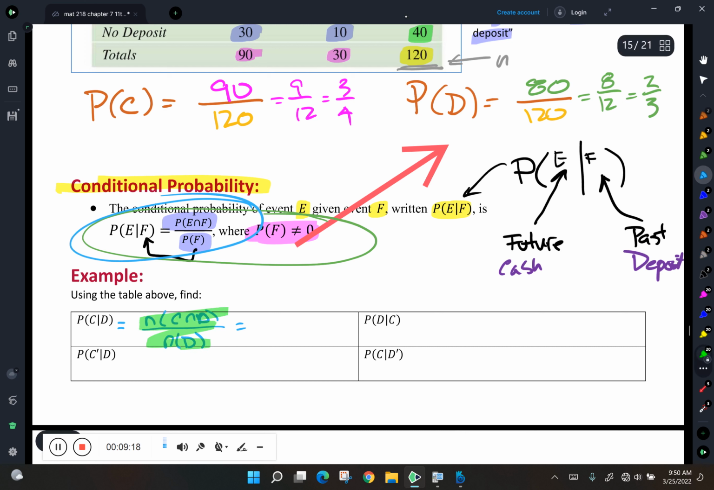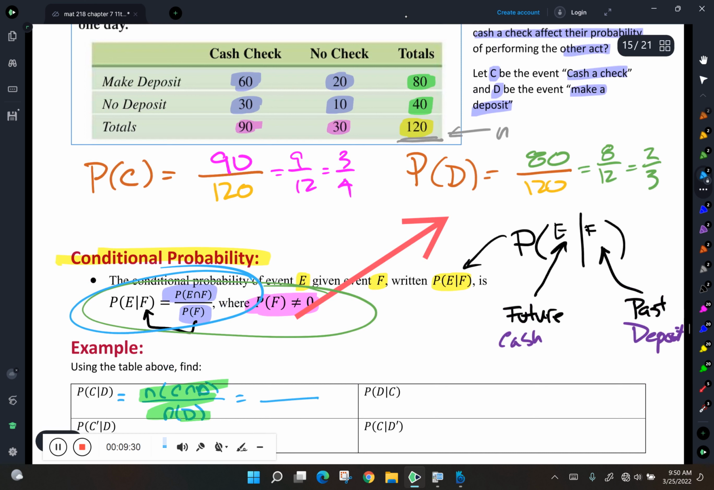So I'm going to go up to my table and I'm going to ask myself, I don't want that there, I want the blue marker back, there we go. How many people are in the cash a check and made a deposit? Well, cash a check and made a deposit is at 60.